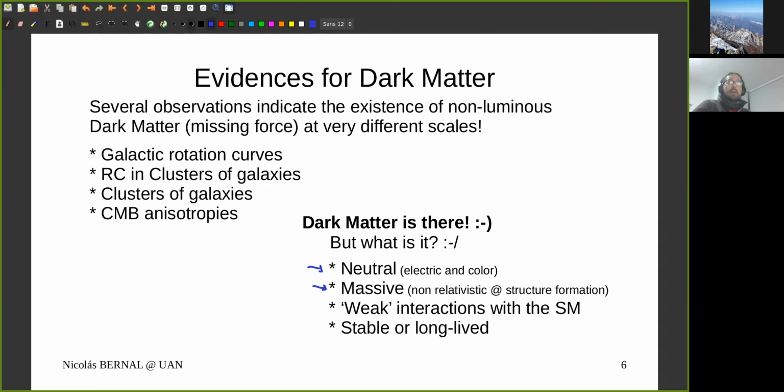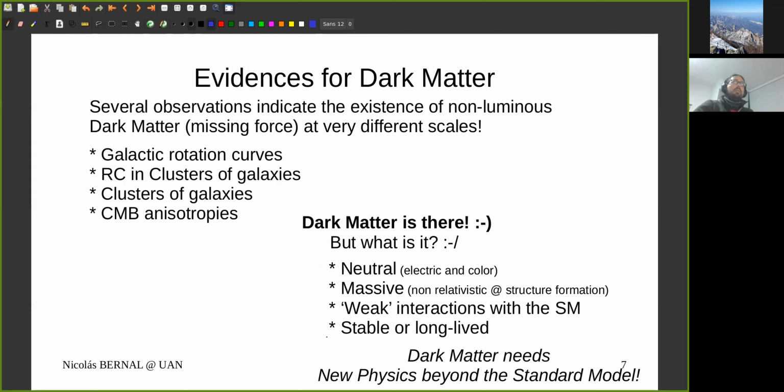It has to have weak interaction with the standard model, but we cannot have in mind electroweak interaction, just interaction that's not very sizable. We don't want it to interact much with the standard model. We want it to be dark after all. And it has to be stable or at least long-lived, with a lifetime longer than the age of the universe. And that's very cool because that points towards new physics. So dark matter needs new physics beyond the standard model, new degrees of freedom. That's why, at least for us particle physicists, this is so exciting.